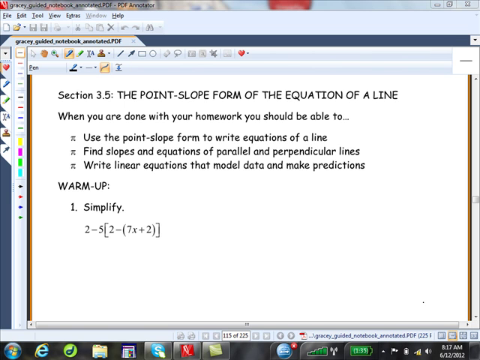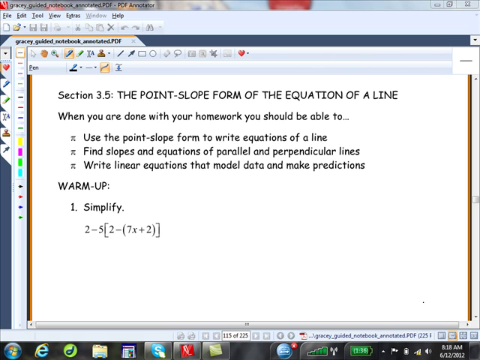We are back on the last section on 3.5 from the Blitzer Introductory and Intermediate Algebra for College Students textbook. Today we'll be covering how to use the point slope form of the line to write equations of a line. This is very important, especially when I see you guys in calculus. We're going to find slopes and equations of parallel and perpendicular lines, and we'll write linear equations that model data and make predictions. So here we go.